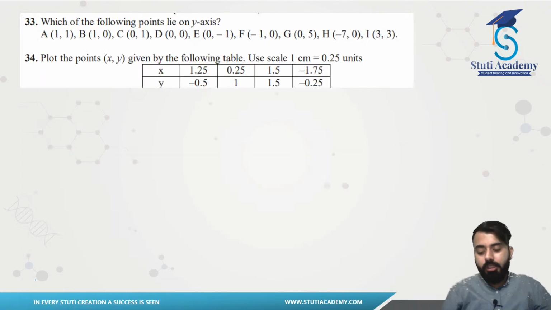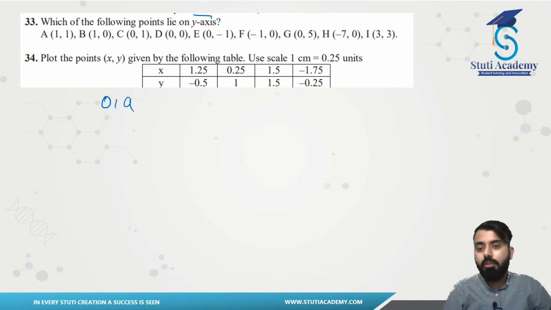Let's move forward and see. Yeah, this is the question. Which of the following points will lie on the y-axis? Now you have to verify which of the points will lie on the y-axis. For this, remember the form 0 comma a. If you have a point like 0 comma a, then that point will be lying on your y-axis.